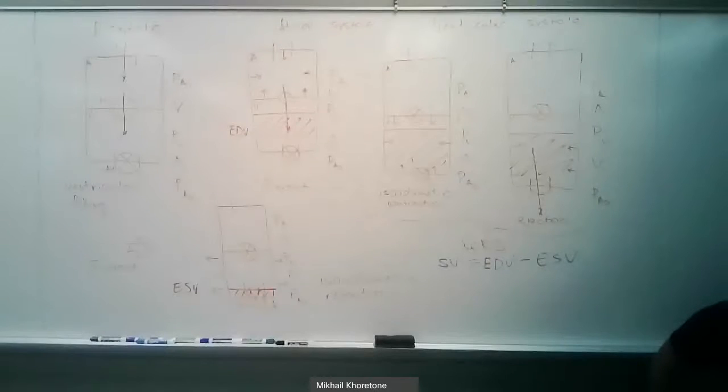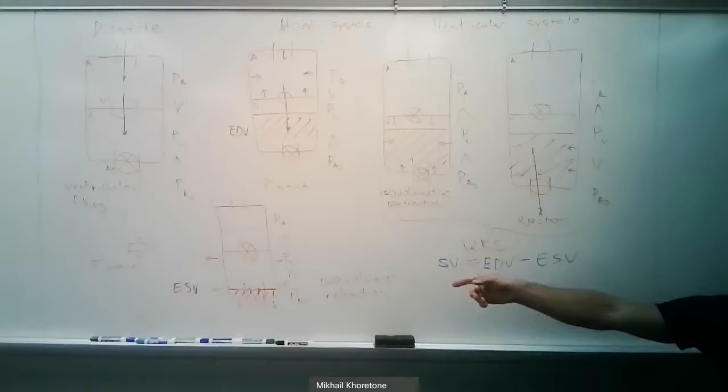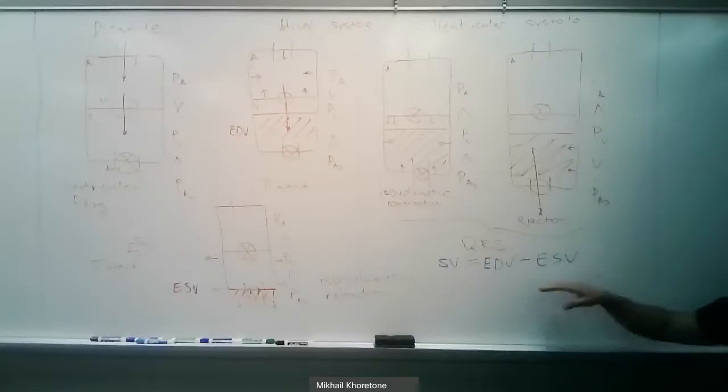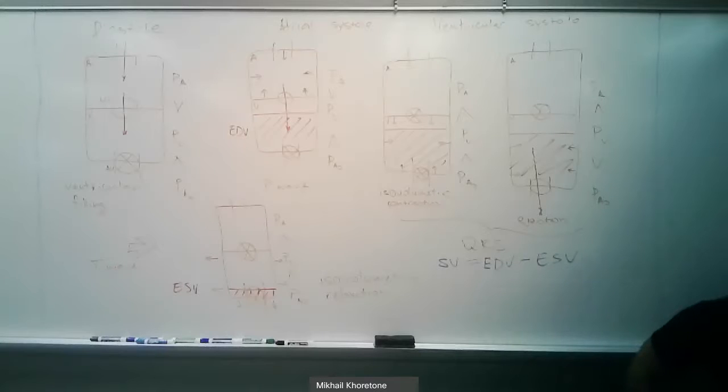Does that make sense? On the other hand, if your heart suffered multiple myocardial infarctions and huge parts of your heart are basically dead, it cannot squeeze that well, so your ESV, end systolic volume, will be really big, and your stroke volume will be small. Does that make sense to you?